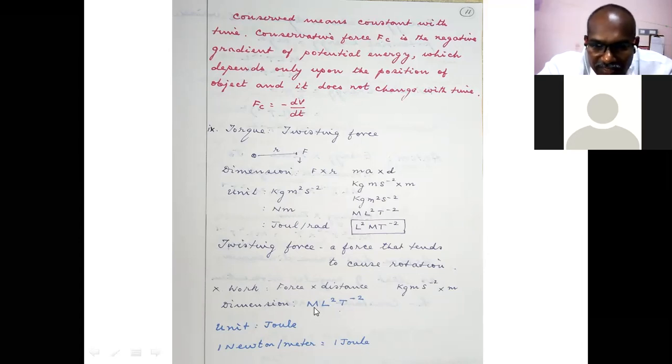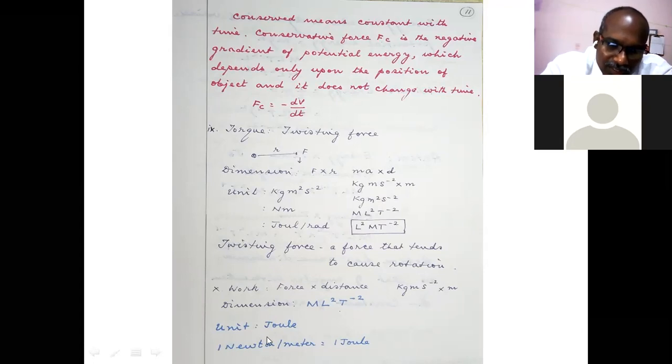Here the dimension is M L square t power minus 2. And the unit is the same. Kilogram meter per second square into meter. Therefore, in order to make the difference between the twisting force and the work, the L square is brought here. So the dimension is L square M t power minus 2. Here it is M L square t power minus 2. Unit for work is joule.